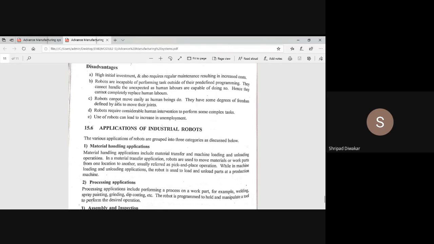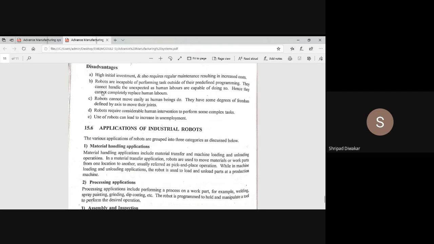The initial investment cost is high because it requires a sophisticated control mechanism and sophisticated tools. Hence, the investment cost is high as compared to a conventional machine. Then maintenance is required more, because we have to maintain the robots properly because of the sophisticated mechanism. Hence, it increases the maintenance cost.